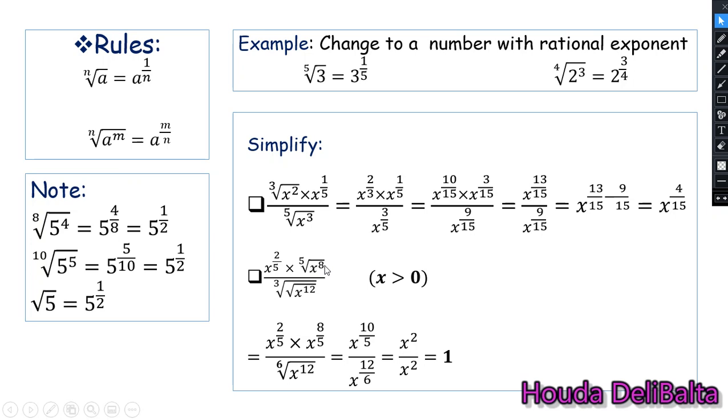5th root of x to the power a, as I told you, the index is always the denominator. So it is written x to the power 8 over 5. And downwards, what should I do?